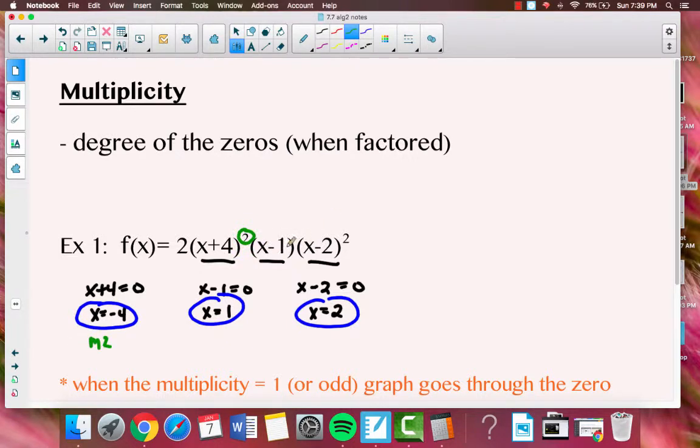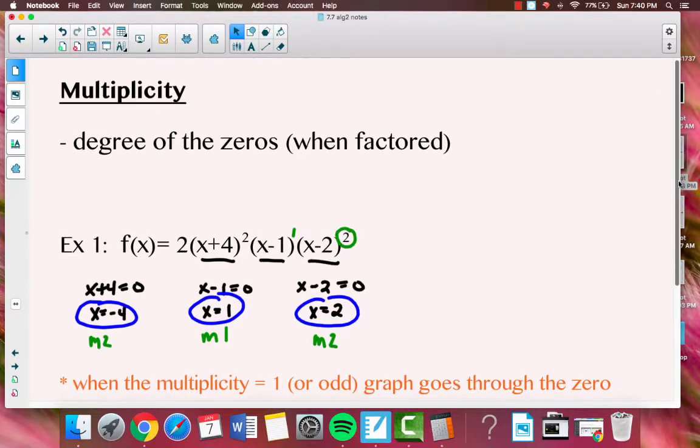And then x minus 1 was to the first power. Even though it's not written, we understand that it's a 1. So this would be a multiplicity of 1. And then my last one for x equals 2, if I look back at that equation, the degree is 2. So this would also be a multiplicity of 2. And you can have a multiplicity of pretty much any number. It could be 1, 2, 3, 4, 5, or higher. What you're going to see mostly in this section, in this chapter, is going to be multiplicities of 1, 2, and 3. You might see occasionally a 4 or 5, but typically that's about as high as we'll go.